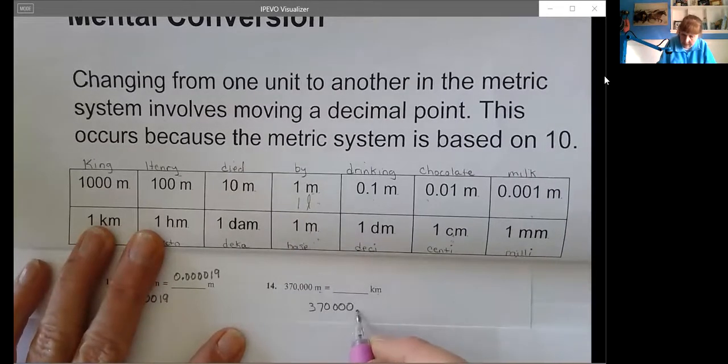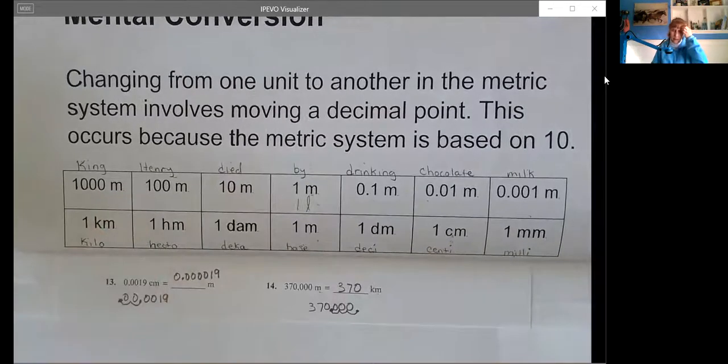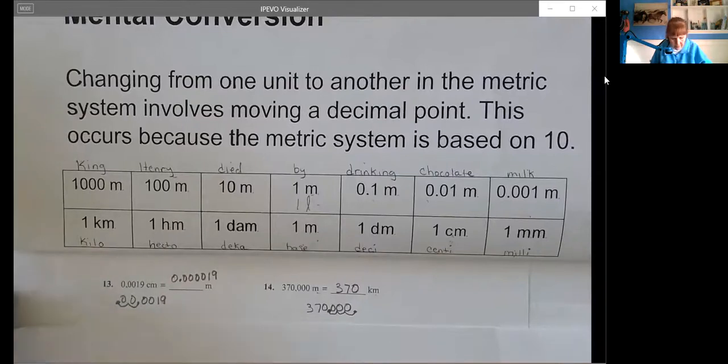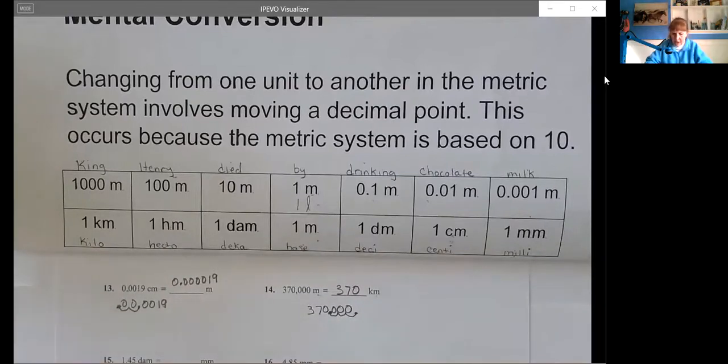So it's at the end. We're going to go 3 to the left. 1, 2, 3. And so we have 370 kilometers. Well, I'm not sure. Let's try one more here.